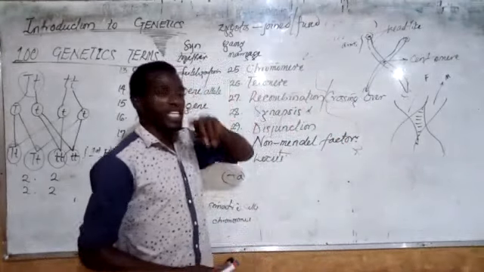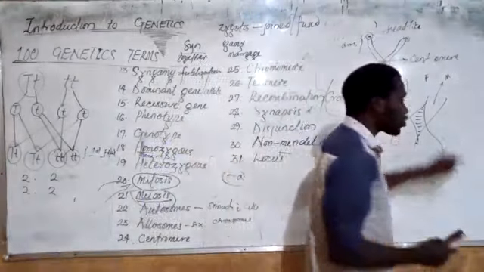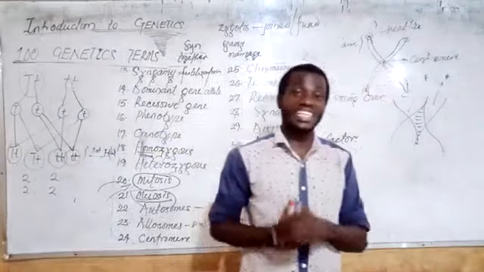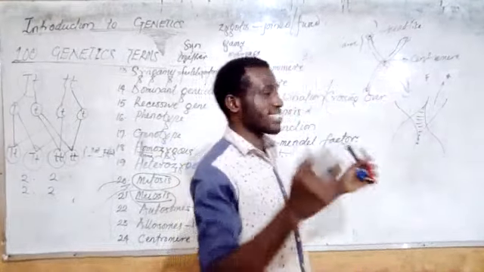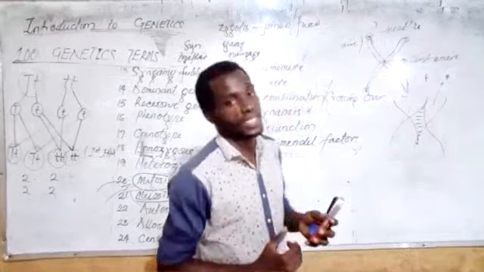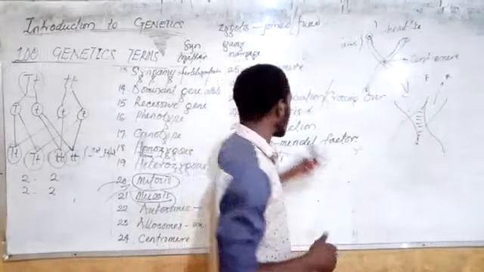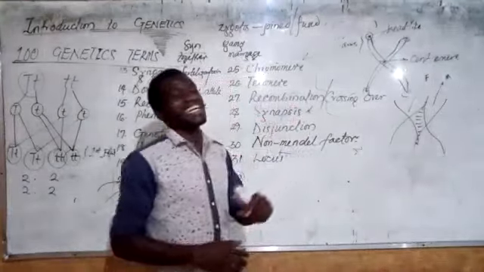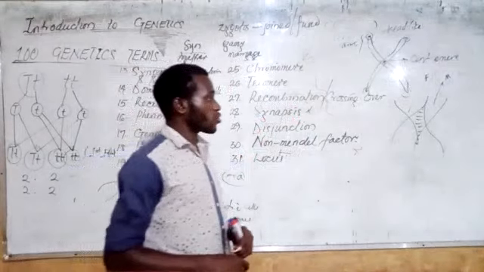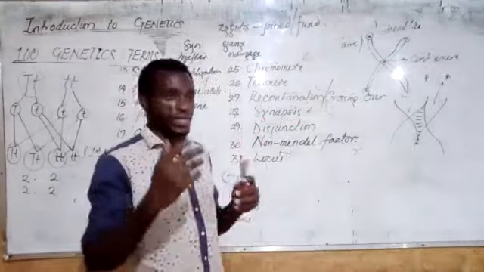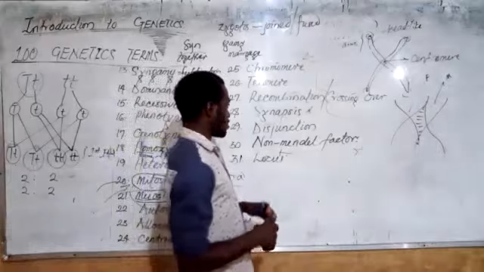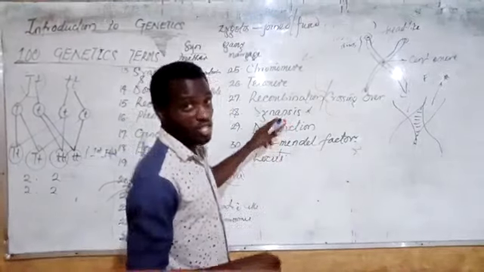Then synapsis. Synapsis is basically a process where those sister chromosomes come together, and that is at the zygonema. When they come together, we say they have synapsed. The essence of this synapsis is so that this recombination can happen, so that when they are now separating, they separate as non-sister chromosomes, right? It happens at the zygotene stage or zygonema.